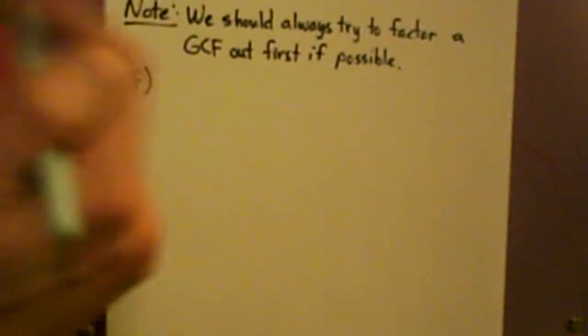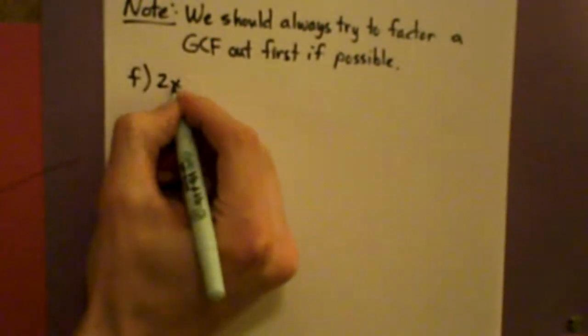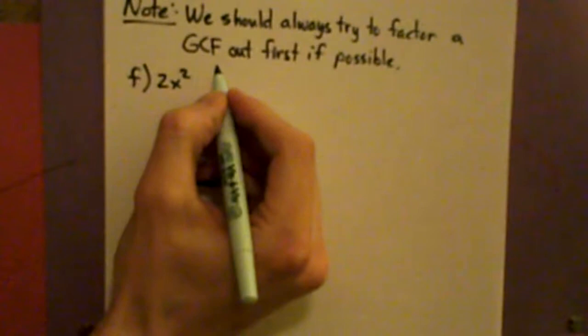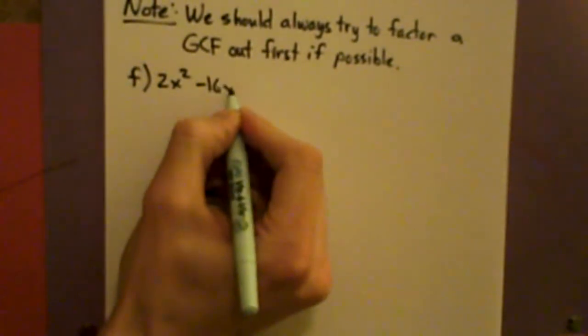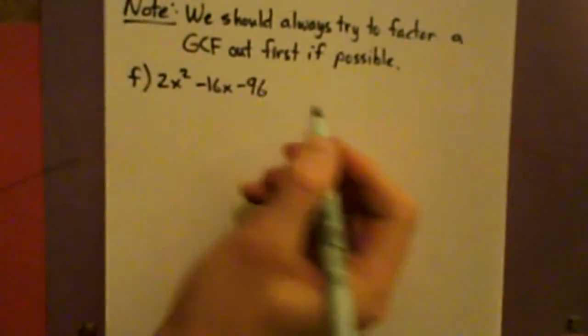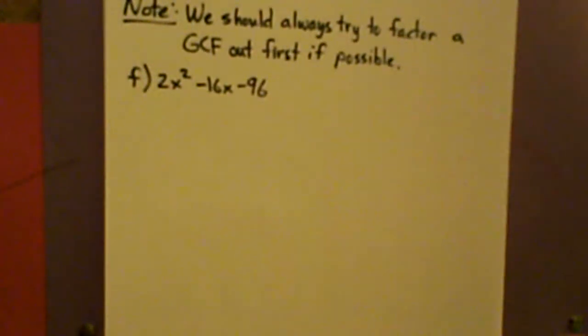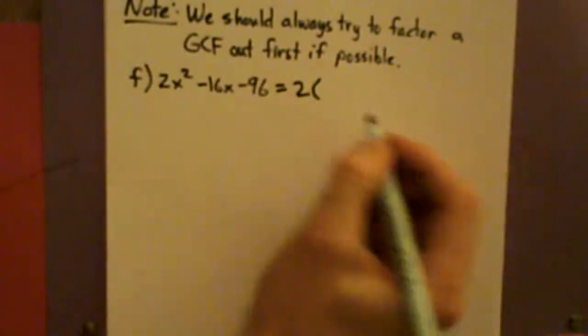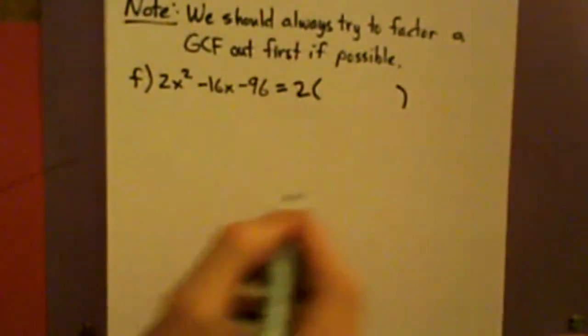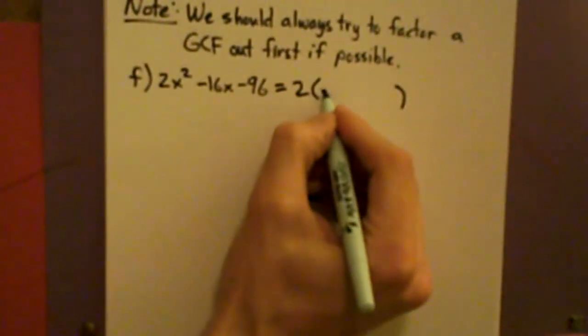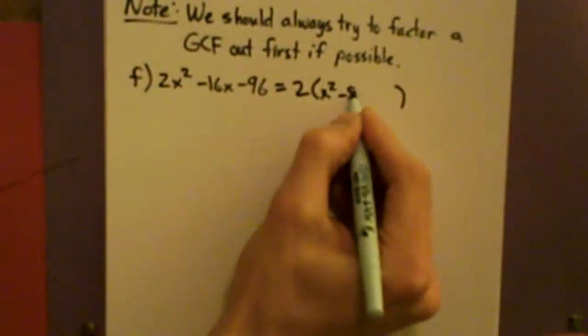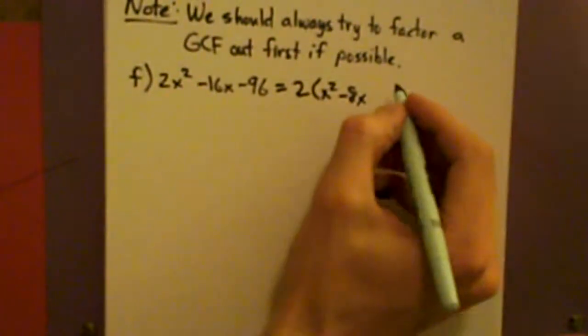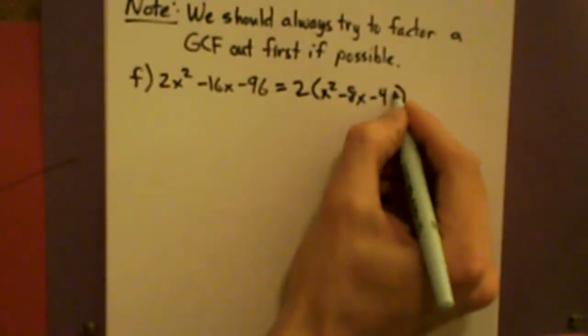So for example, this next one, if I have 2x squared minus 16x minus 96, you should notice that 2x squared, negative 16x, and negative 96 all have a common factor of 2. So I can factor that out. And when I do so, what I have left is x squared minus 8x minus 48.